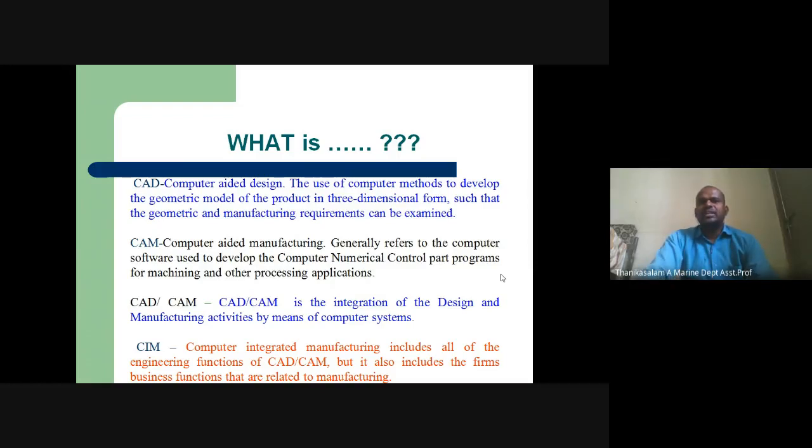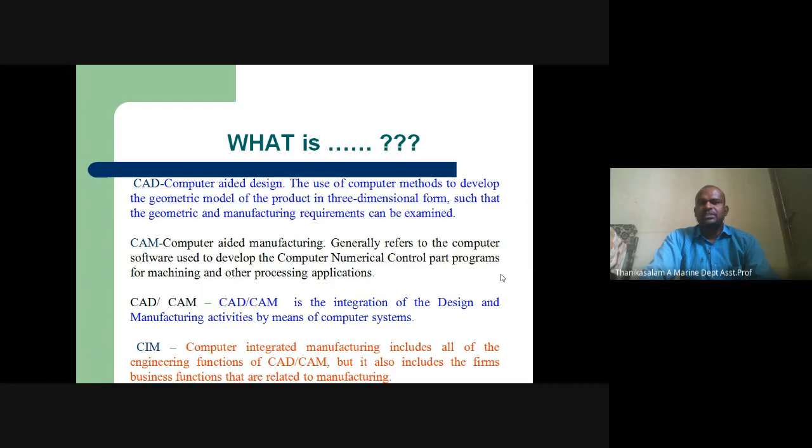Next, computer aided manufacturing, CAM. Generally, it refers to the computer software used to develop the computer numerical control part programs for machining and other processing applications. Computer aided manufacturing is NC control. We have to form a part program for each part, for example if you want step turning or milling for a component. Before that, based on the profile, we have to generate numerical control using computer for machining.